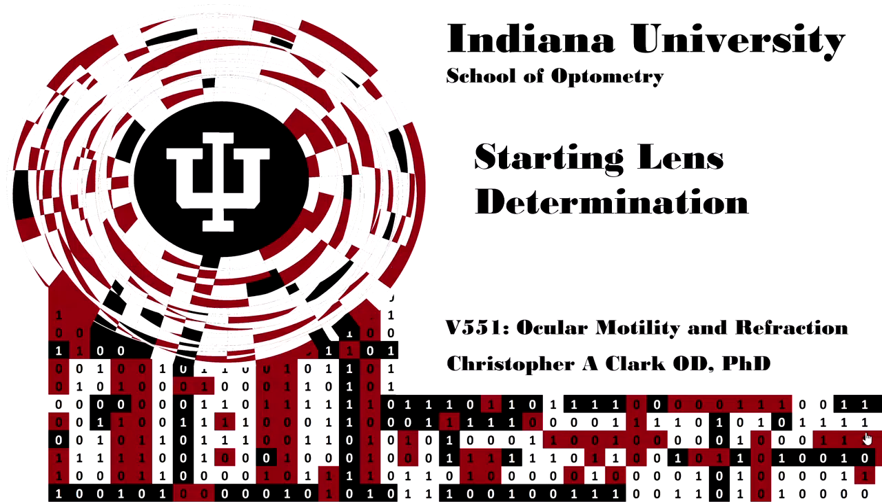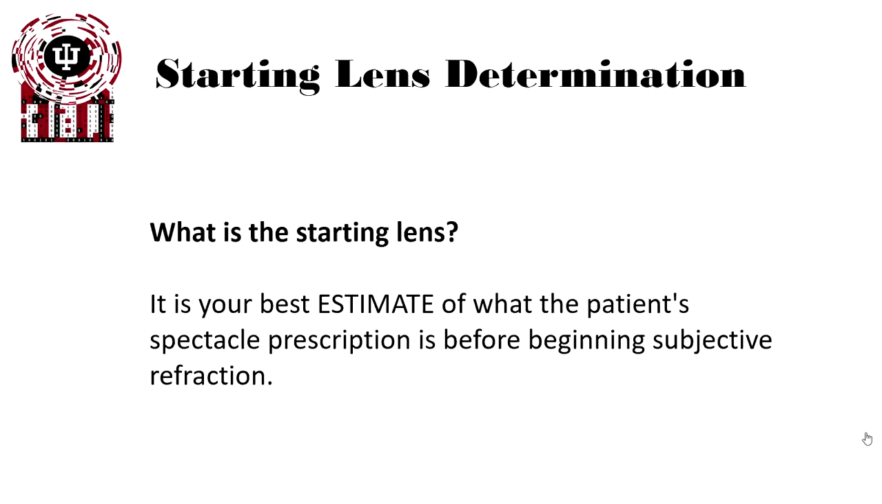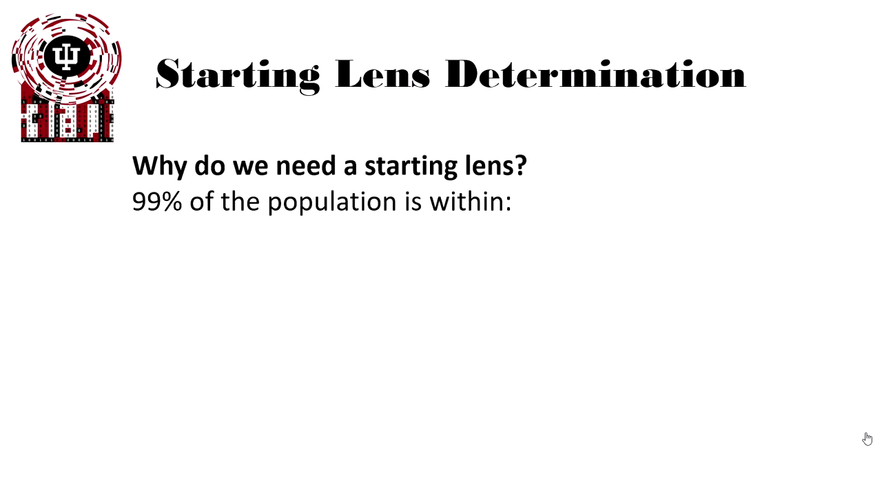This is starting lens determination for V551, ocular motility and refraction. What is the starting lens? It is your best estimate of what the patient's spectacle prescription is before beginning subjective refraction. Why do we need a starting lens?